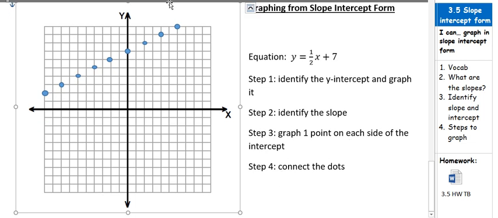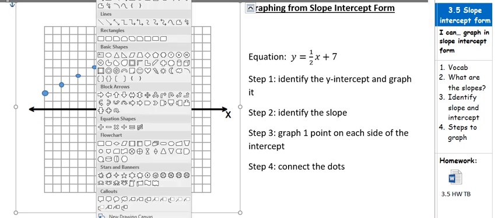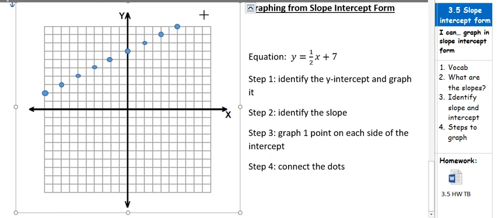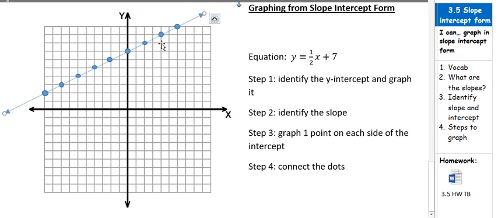And it says to connect the dots. We connect our dots, we go to our line, make sure you use a straight edge so you have a nice straight line that goes through all of the points available. The more points, the more confident we can be that we've graphed our correct line.